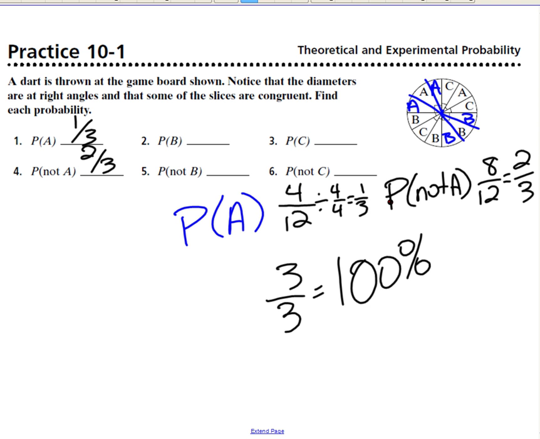So another way we can do this, what Sasha was saying, we could have gotten 8/12 by saying if we took all 12 spaces and we subtracted the ones that had an A on it, 12 minus 4 gives you 8. Okay?